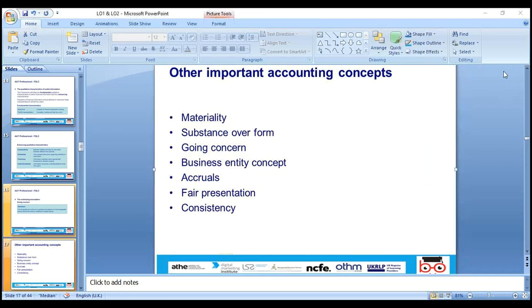Okay, so next we're looking at materiality. Materiality, I already explained, means significant. Anything significant, like all the income and expenses, should be shown in the financial statement.